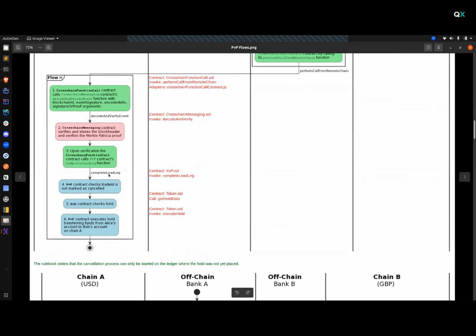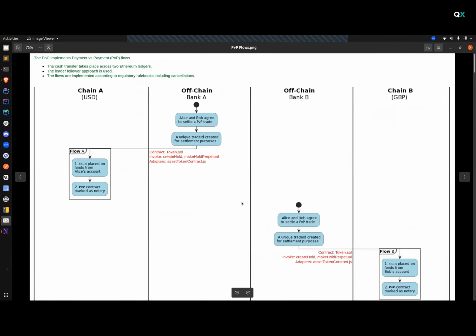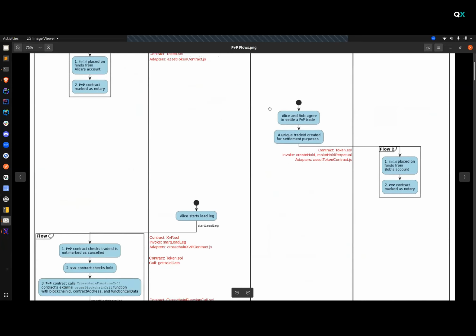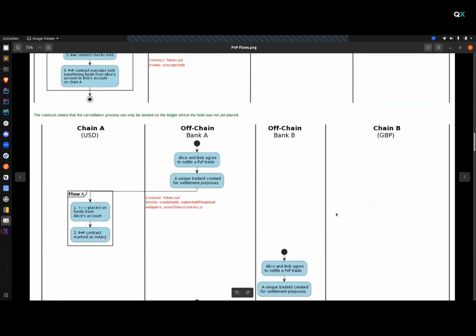This is the complete lead leg in our PvP flow. So checking for cancellations again, checking that the hold is in order, and then it will execute the hold, which will end our happy flow for PvP. So this is something starting on the lead ledger, continuing on a follow ledger, and being finalized on a lead ledger again. Rulebooks tell us we must handle edge cases where cancellation must be allowed.